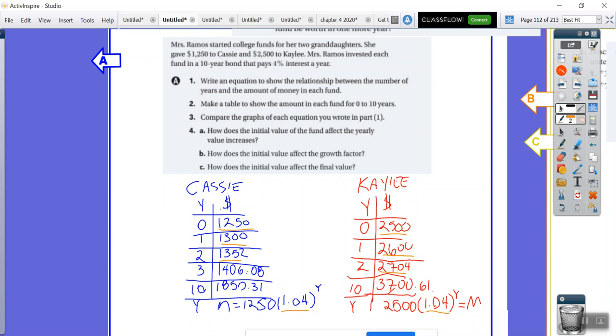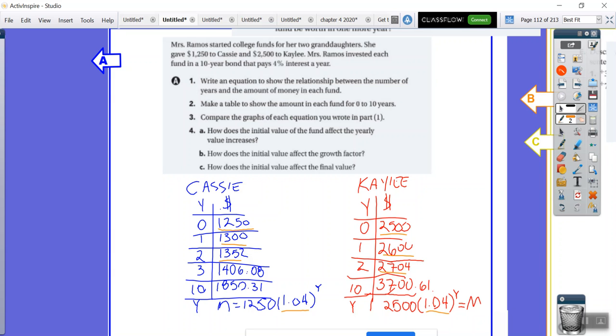So are they earning the same amount of money? No. Who's earning more money? Kaylee. Kaylee's earning twice as much money as Cassie. Who's doing more work? Cassie or Kaylee? Neither. What do you mean neither? They're not doing any work. They're doing nothing. So they're doing nothing and Kaylee's earning more money than Cassie. Is that inherently fair? No.